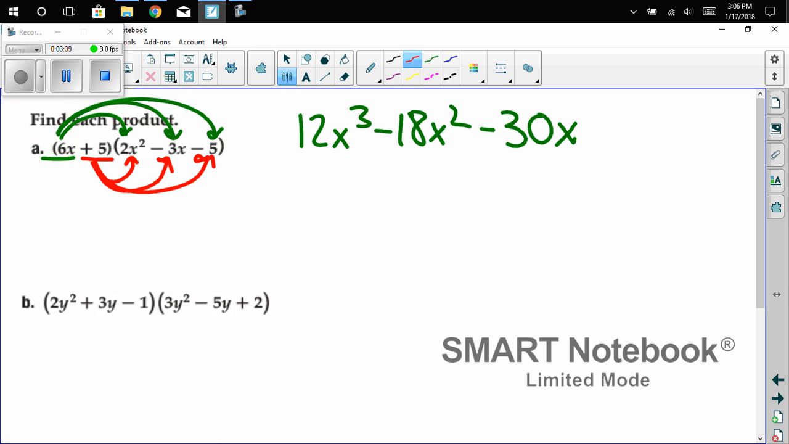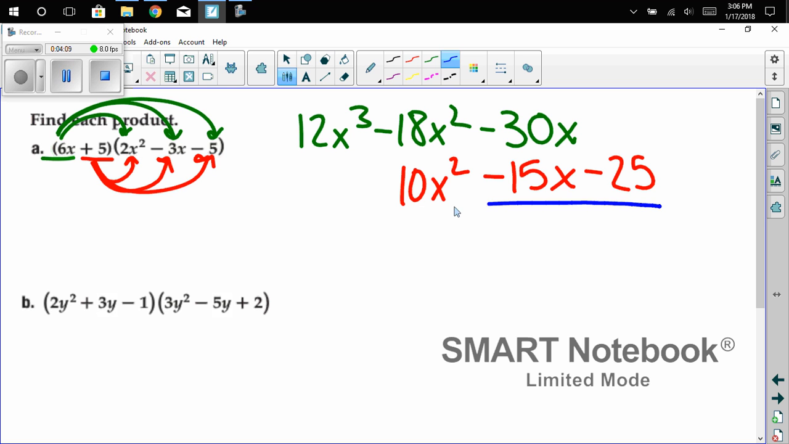Okay. Now, when we do this, after you get your product, we're going to put it in the column underneath the matching like term. So in this case, 5 times 2x squared is 10x squared. So I'm going to put it underneath the other x squared term. 5 times negative 3x is negative 15x. So I'm going to put negative 15x underneath the other x term. And then 5 times negative 5 is negative 25. There is no term without a variable, so I'm just going to make a new column there.